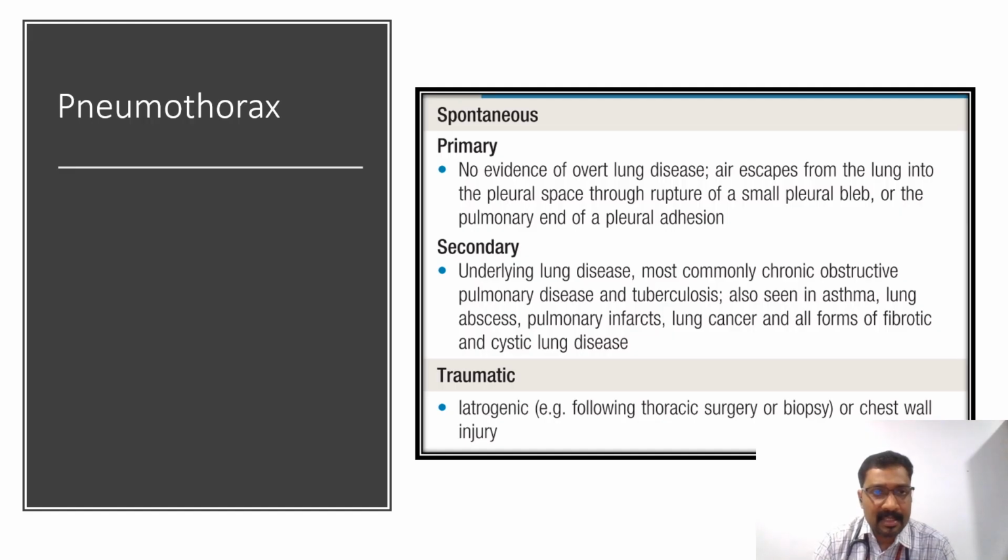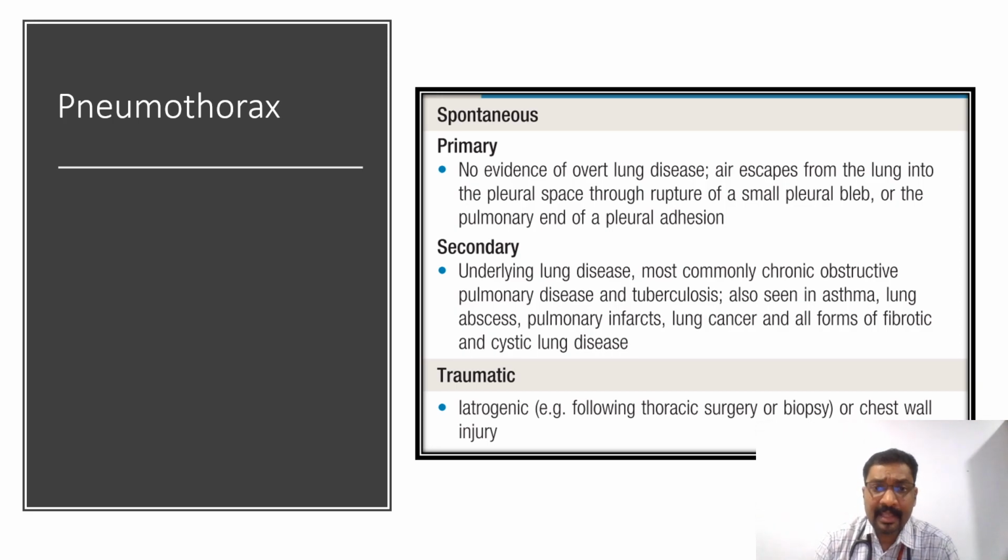We already discussed the definition of pneumothorax, that is when air is found in the pleural cavity. There are three important types. One is the primary and secondary, which come under spontaneous, and the next one is the traumatic one. The primary is in a patient who does not have overt lung disease. So the air escapes from the lung into the pleural space through a rupture of a small pleural bleb or the pulmonary end of a pleural adhesion.